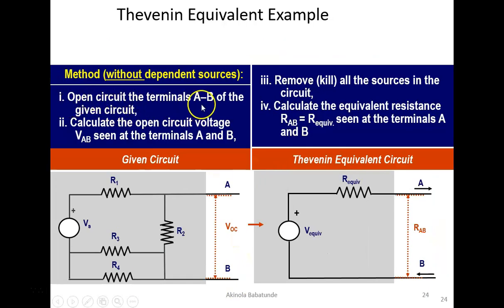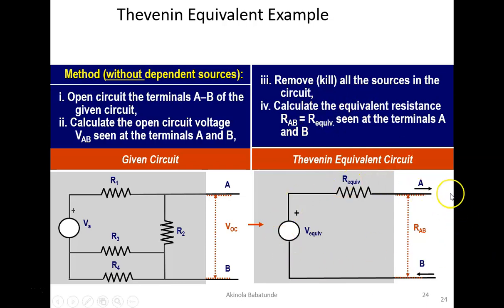First you open the circuit at this terminal, and after you have done that, you calculate the open circuit voltage seen at the terminals A and B. Once you have done that, remove or kill all the sources in the circuit. Once you are done with that process, you can go ahead and calculate RAB, which will be equal to the R equivalent, and then you will be done with virtually anything that you are asked to do.